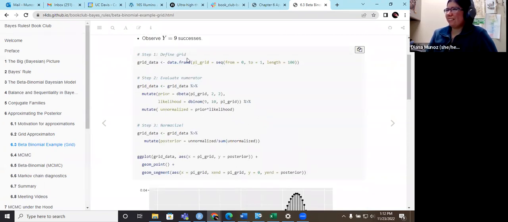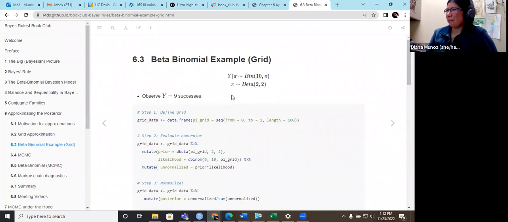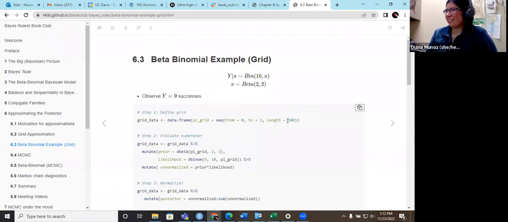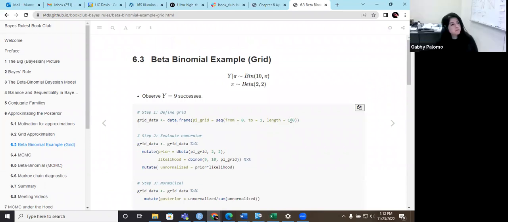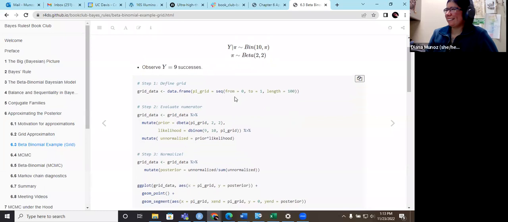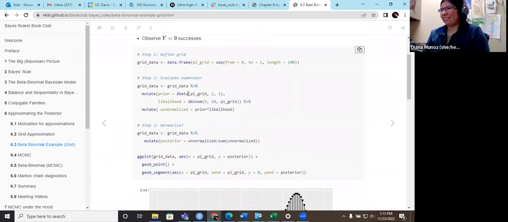For step 1, we're defining our grid. So from here, we're setting our pi values from 0 to 1, and we're using a length of 100. In the book, they first showed us this whole process using just 6 values. But when we use 6 values, we found that the approximated posterior did not fit well with the samples we then pulled from that posterior, so that was not a good model. This is from the second example where they increase the number of values to 100. You can see it is much better.